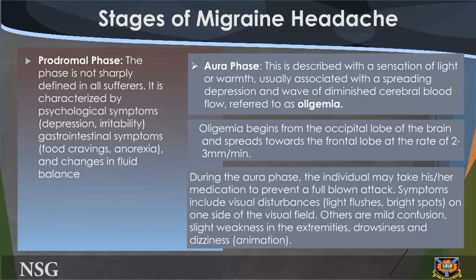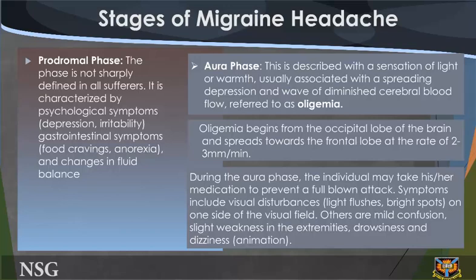Aura phase. This is described with a sensation of light or warmth, usually associated with a spreading depression and wave of diminished cerebral blood flow, referred to as oligemia. Oligemia begins from the occipital lobe of the brain and spreads towards the frontal lobe at the rate of 2 to 3 mm per minute. During the aura phase, the individual may take his or her medication to prevent a full-blown attack.